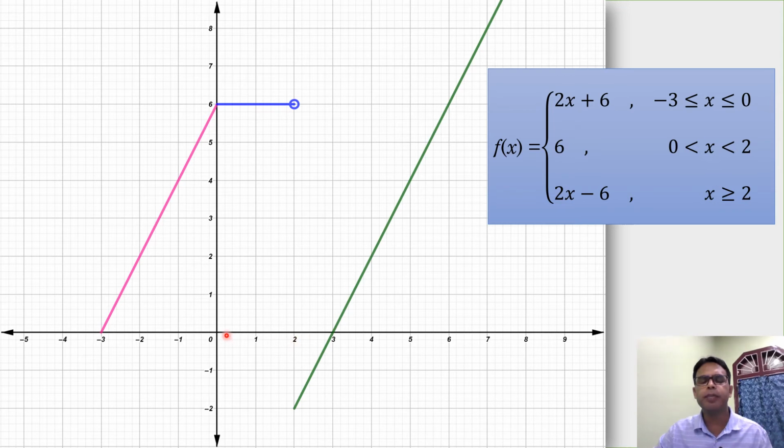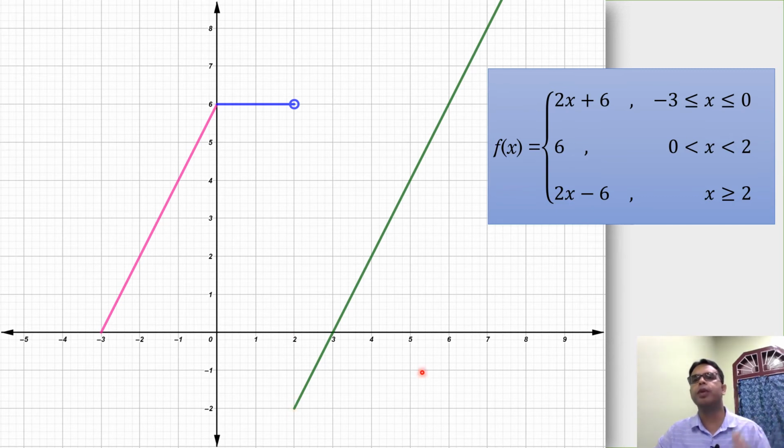But as we give the value of x equal to 2, then we should not use this line. Consequently, we come to the last line, this one: at x equal to 2, 4 minus 6 is minus 2, this point. So before 2, the function is always equal to 6, but as we give the value of 2, it is equal to minus 2.